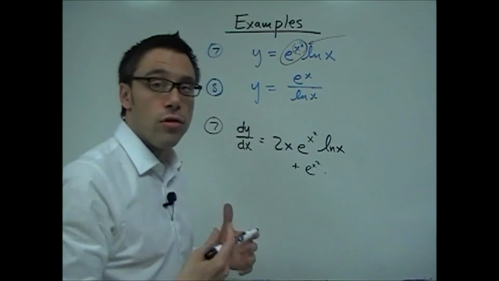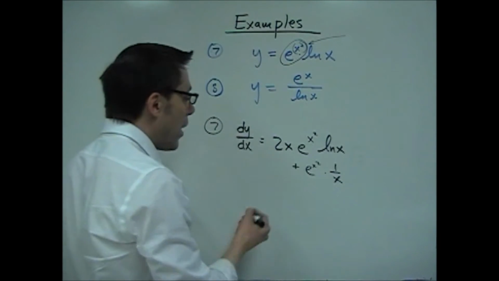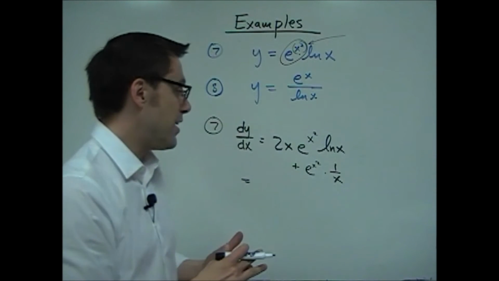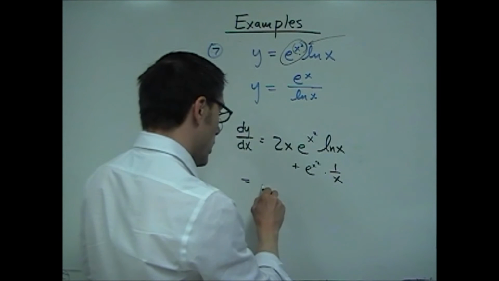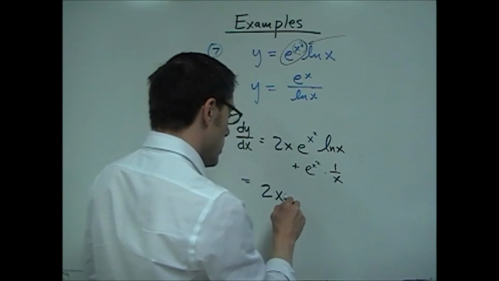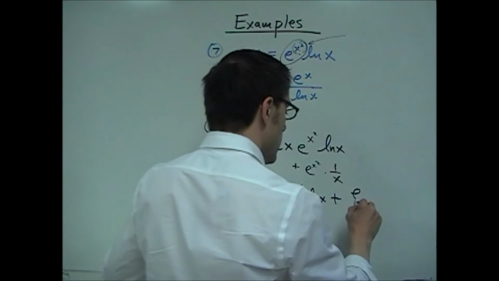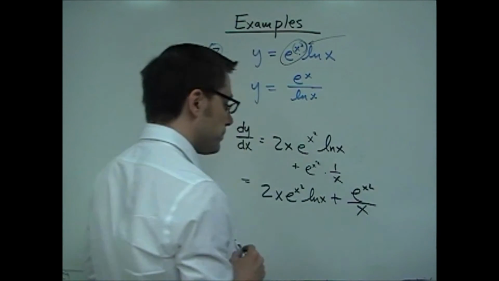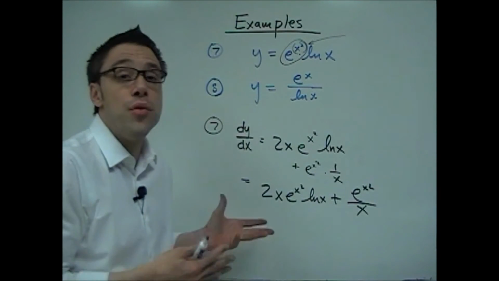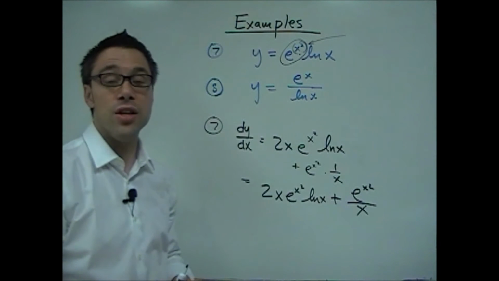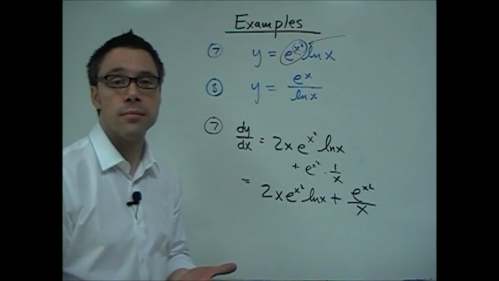Well, the derivative of the log of x is easy, right? It's just 1 over x. And so now I can sort of massage this to make it look a little bit nicer. Okay, so in particular, what do I have here? Let me write it out in full detail. I've got 2x e to the x squared log x plus e to the x squared over x. Okay, so this now is my solution. This is the derivative of this function. I used, again, the product rule and the shortcut rule for both exponentials and logs.